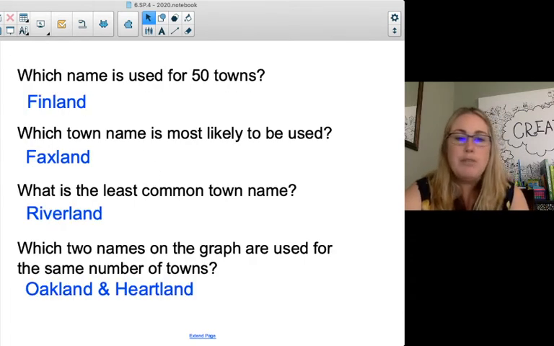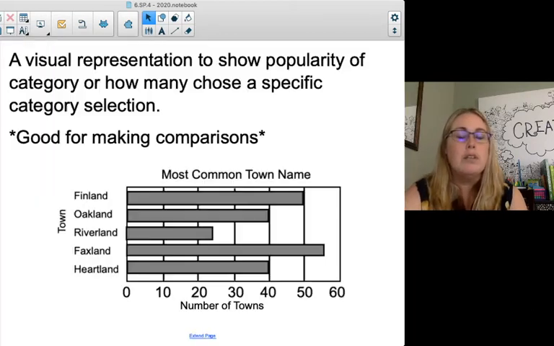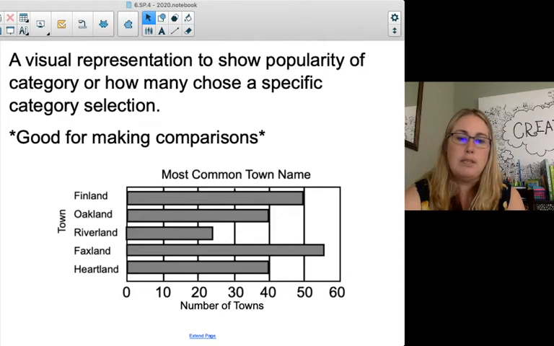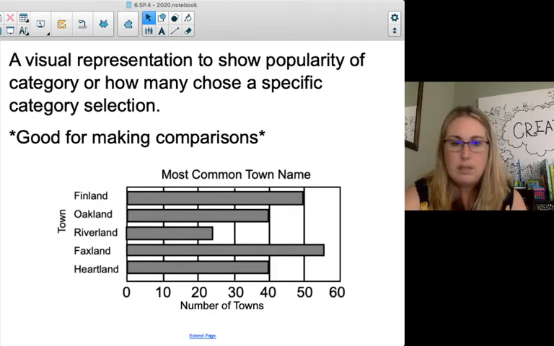And last, which two names on the graph are used for the same number of towns? Same number. We're looking for two towns that have the same size bar. So Oakland and Heartland both go to 40. So those are the two that have the same number.